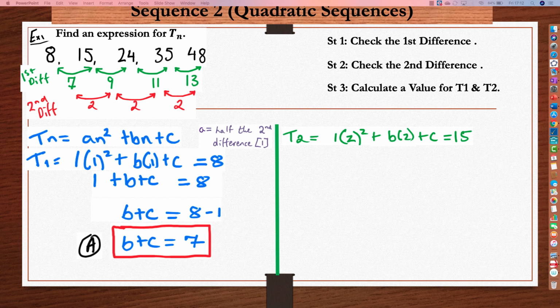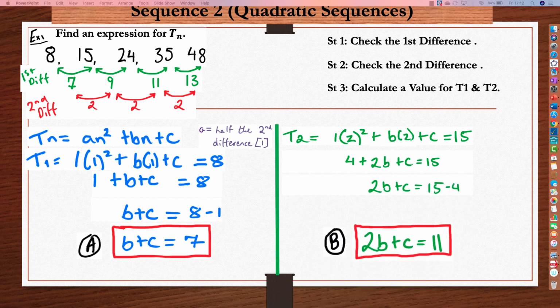1 times b times 2 plus c is equal to 15. As I said, it's a bit tricky, guys. 1 times 2 squared, 4, plus 2b plus c. Bring the 4 over. Minus 4. 2b plus c is equal to 15 minus 4. 2b plus c is equal to 11.